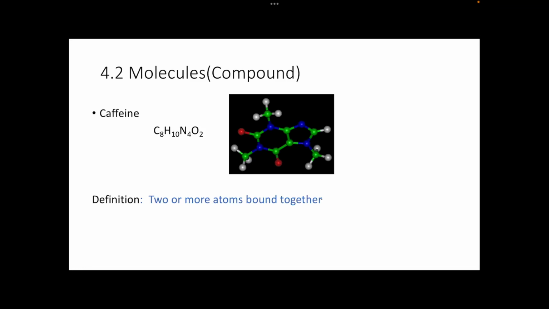Section 4.2 deals with molecules. So another name for a molecule, which you will also hear, is a compound. All right, so those are used interchangeably. They mean the same thing. So here we have an example.